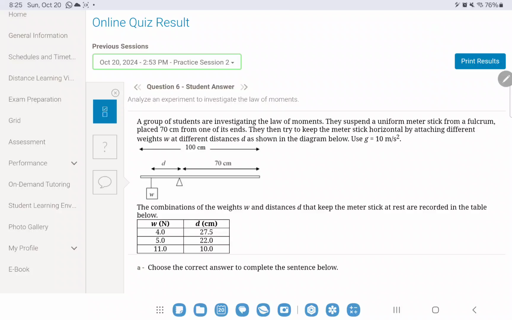So we need to use the clockwise moments equals counterclockwise moments. So for our moment clockwise, we do the extension, or how much it's away from the 50, times the force. We don't know our force yet for this side. So it's 20 times force equals the distance and the weights. They gave us many points, we can use any, 11 and 10.